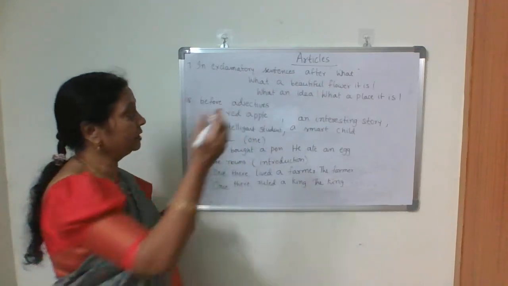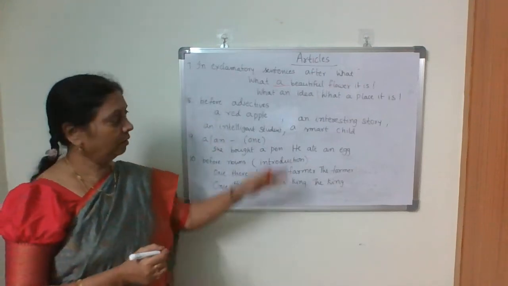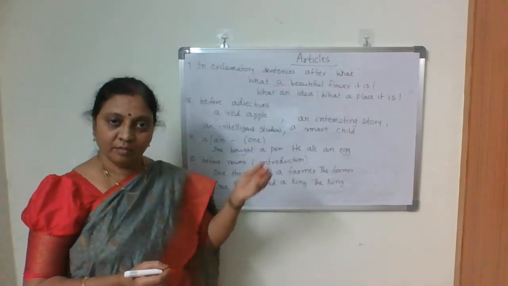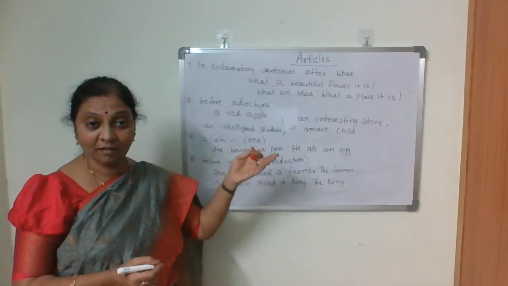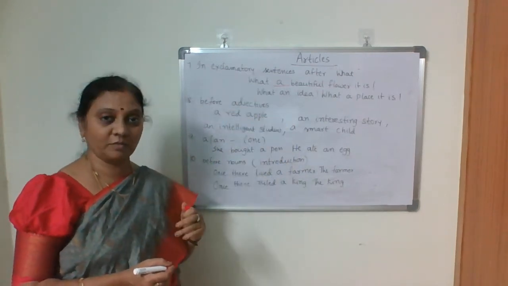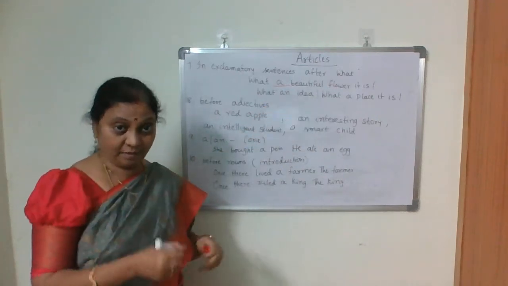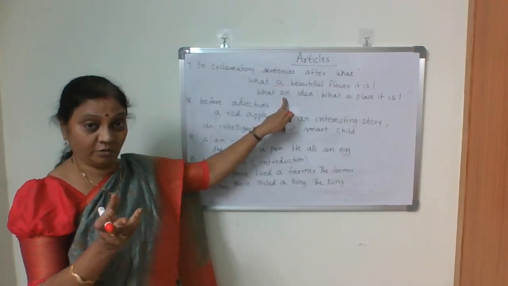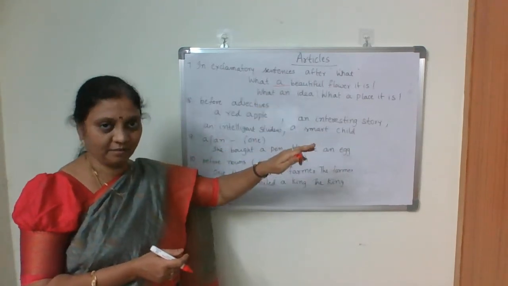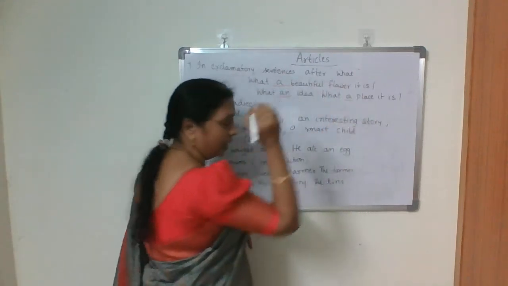So in exclamatory sentences, after "what" we use a. What an idea. Usually in advertisements: what an idea, Sirji, isn't it? In such cases, immediately after "what" we use "an" because "idea" starts with a vowel sound, as you see in the pronunciation. You should not say "what a idea", you should say: what an idea, isn't it? What a place it is, a place.